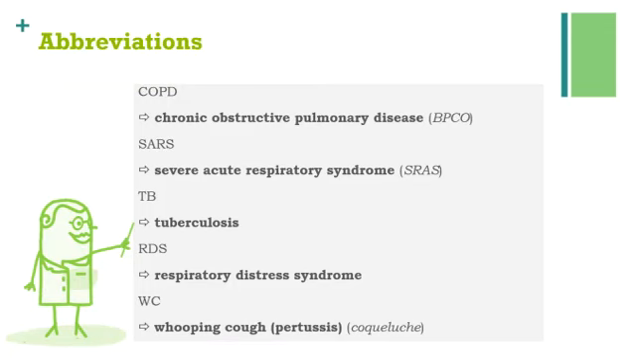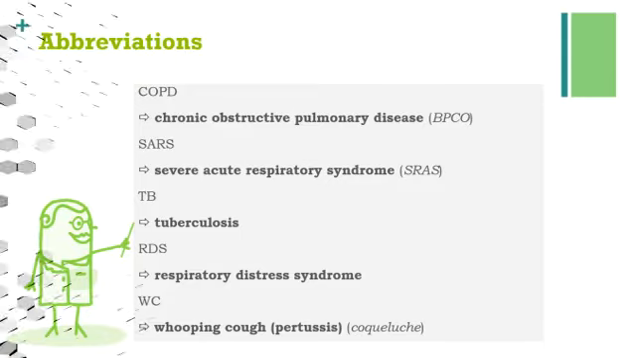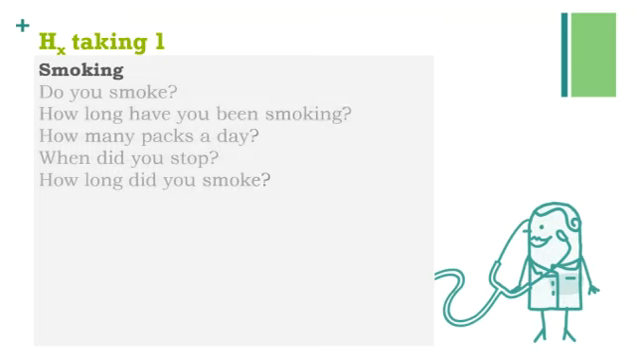Now I suggest we pass on to history taking. When you suspect an ENT or a lung disease, you will need to ask specific questions. Let's see what they are. Smoking. Do you smoke? How long have you been smoking? How many packs a day? When did you stop? How long did you smoke?